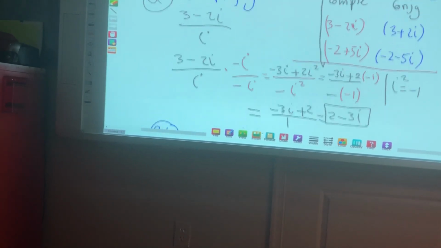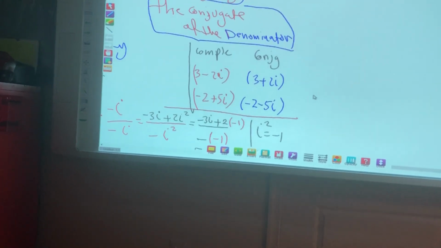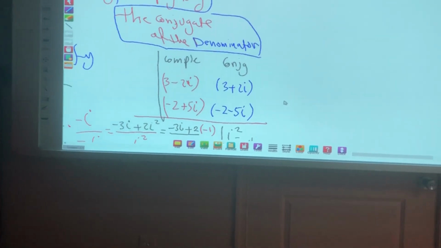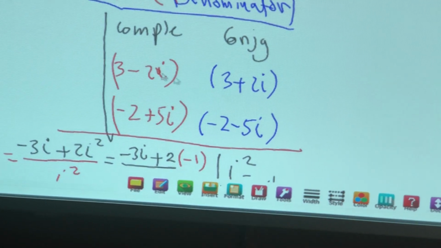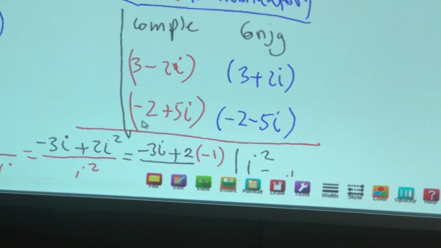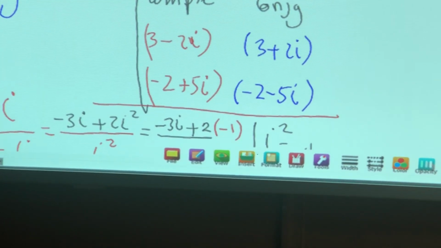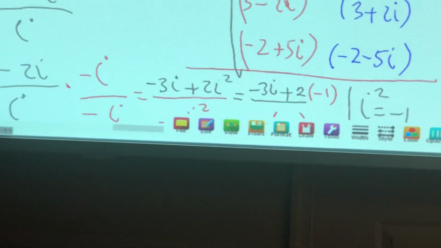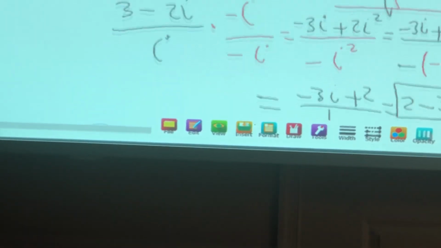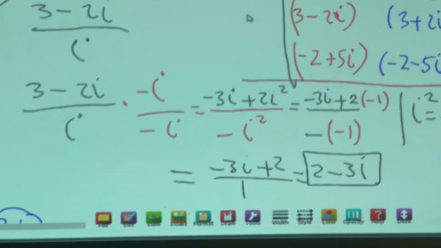On the side of the board here, I give you some example. You see that? Some example about complex number and the conjugate. 3 minus 2i, the conjugate is 3 plus 2i. Negative 2 plus 5i, the conjugate is negative 2 minus 5i. Okay, I think that's clear. And how you find the conjugate for any complex number. Let us go back to the example.